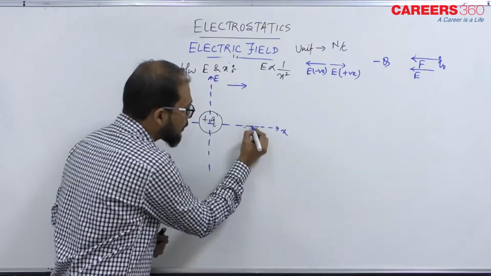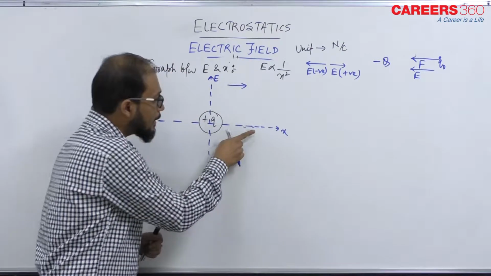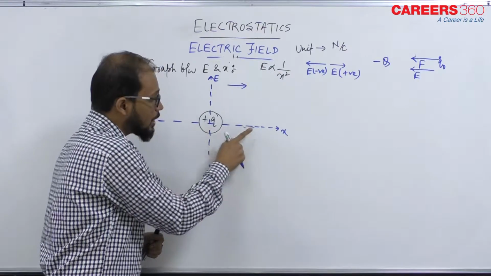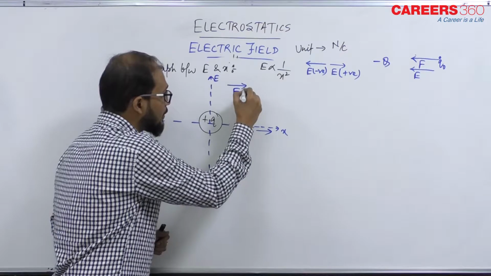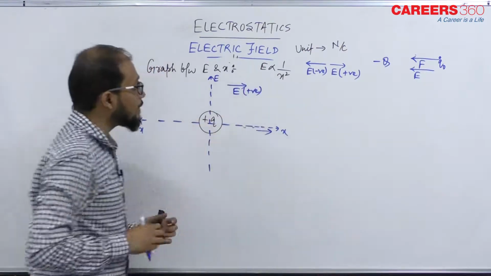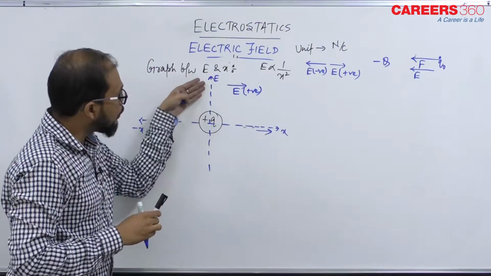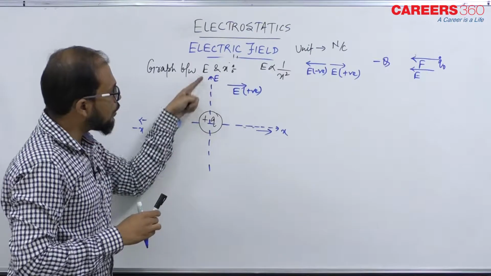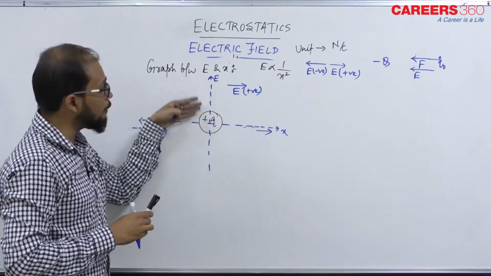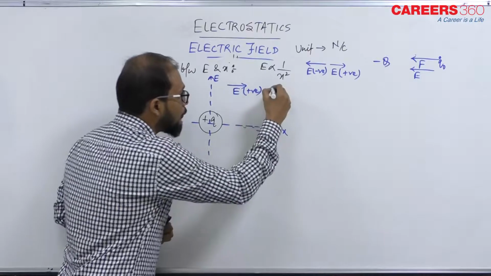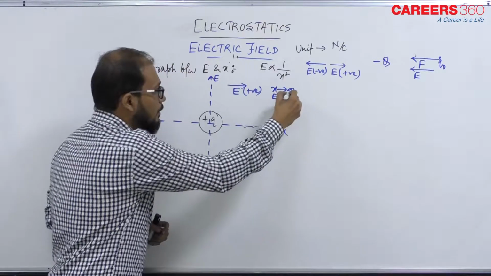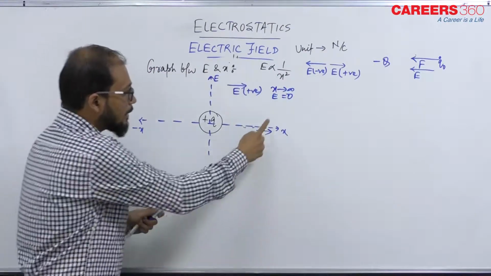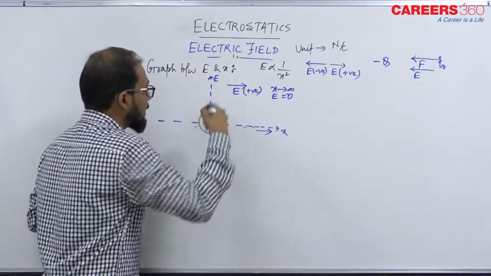That is, if you bring a test charge q0 here, then the electric field due to this plus q charge will be in this direction. And since the electric field is in this direction, that means it will be positive. That means the electric field will be on the upper side of the x-axis, above the x-axis. And here we know that as x tends to infinity, the electric field will be 0. That means here the electric field is 0. So the graph will be like this.